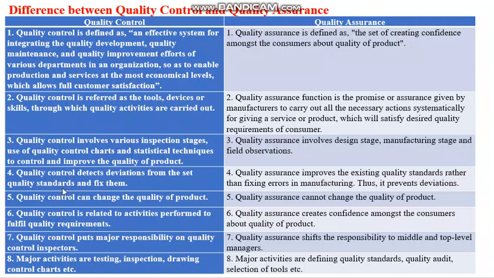Then the fourth difference is quality control detects the deviations from the set quality standards and fixes them. You see, just detecting is inspection, but fixing them is quality control. Whereas quality assurance improves the existing quality standards rather than fixing errors in manufacturing. Thus, it prevents deviations. Then the fifth one is quality control can change the quality of the product, whereas quality assurance alone cannot change the quality of the product.